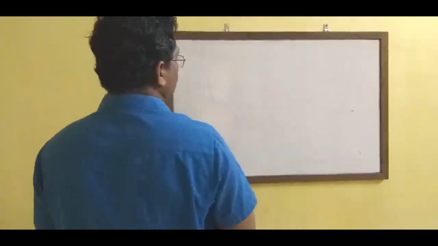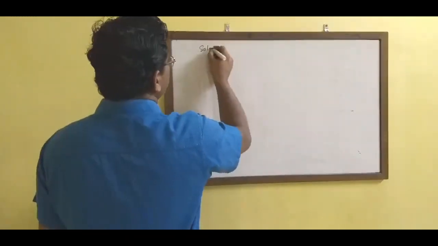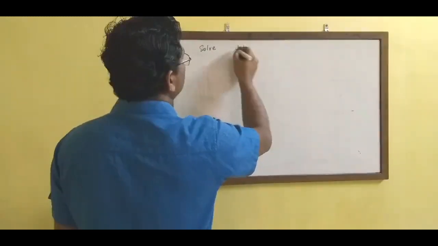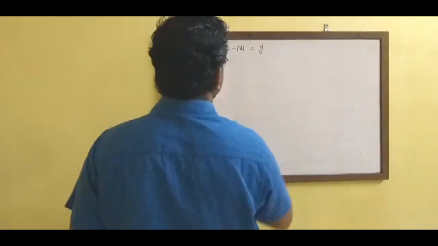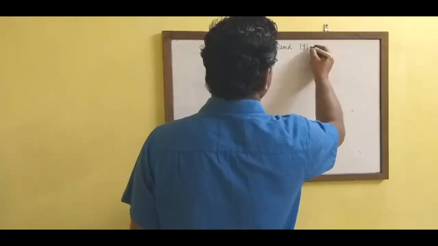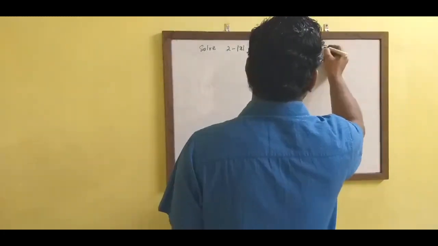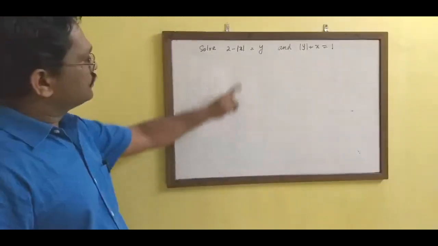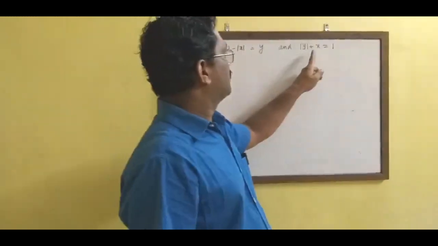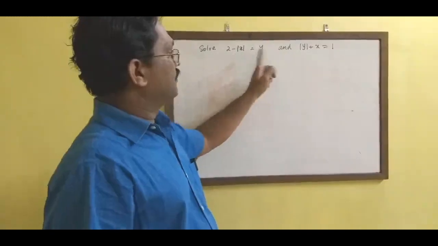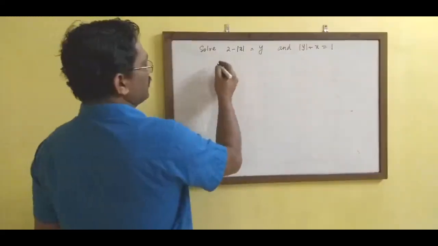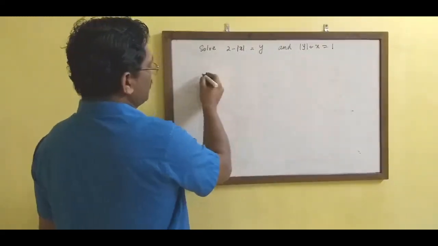Find the solutions, if I ask you, solve for mod x, 2 minus mod x is equal to y and mod y plus x is equal to 1. Now, this is a case, if normally I try to solve this, then naturally I'll say that it is an equation involving 4 simultaneous equation pairs. Now, instead of solving it that way, now let us solve it graphically.